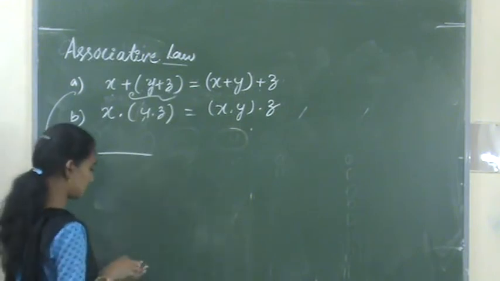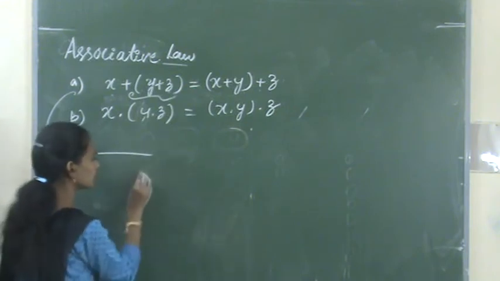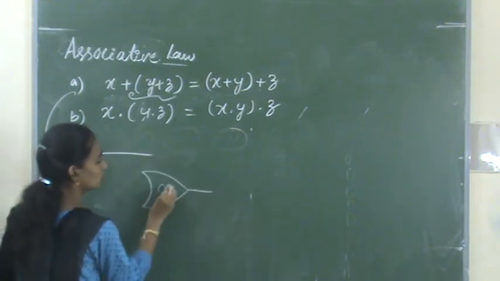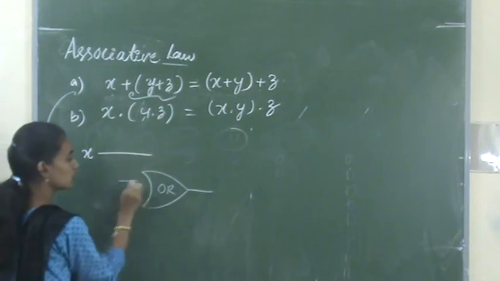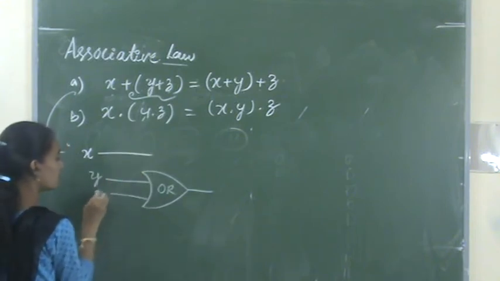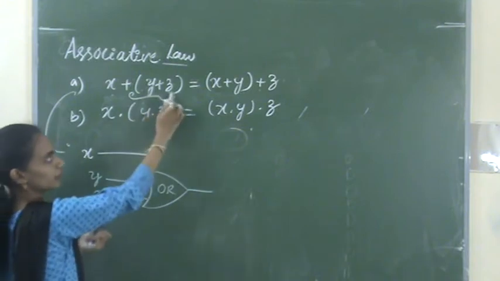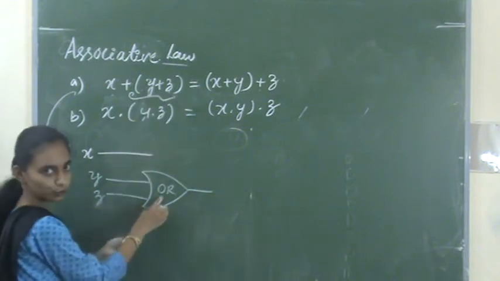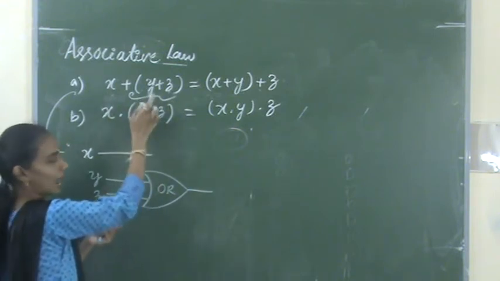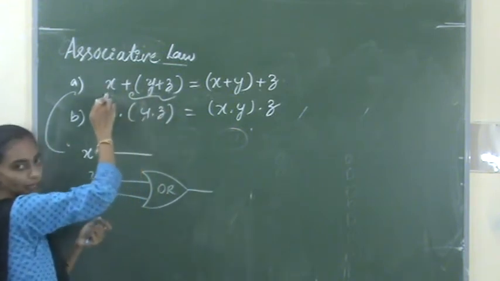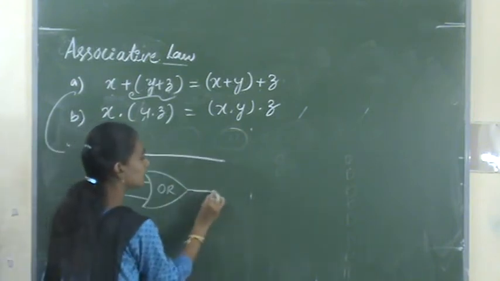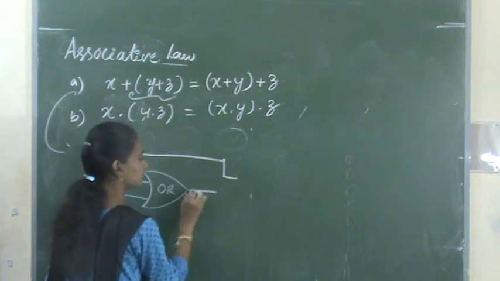So now I am writing the OR operation. The inputs are Y and Z. So Y plus Z. This is the circuit for Y plus Z. Now I am adding this Y plus Z to X, right? So this input and then this input.